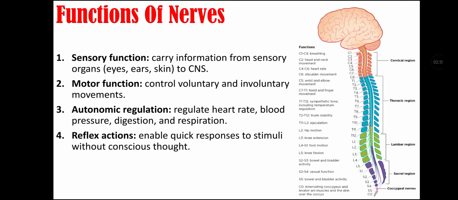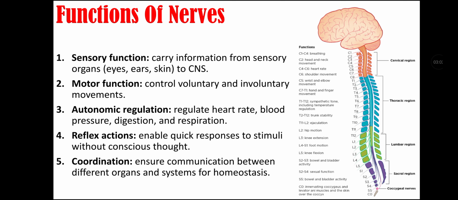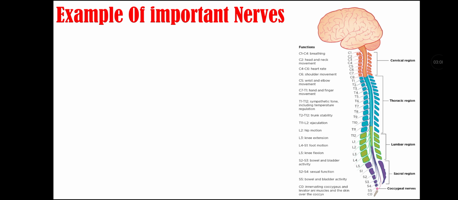Fourth function is reflex action, as these nerves enable quick responses to stimuli without conscious thought. And fifth function is coordination, as these nerves ensure communication between different organs and systems for homeostasis.